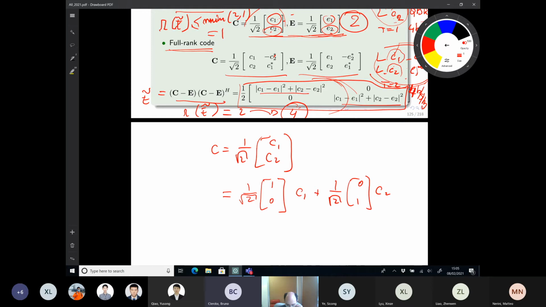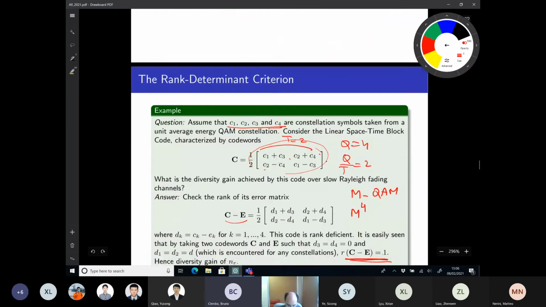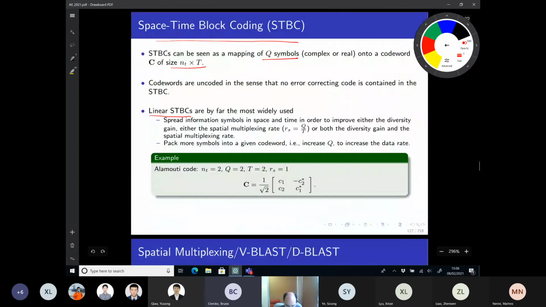So what you see is you have kind of basis matrices here, and those basis matrices will multiply the symbols. And the question, when you design the linear space-time block code, is how you design those basis matrices that will multiply all those symbols, right? So this is the structure of a linear space-time block code. Those are the most popular ones.